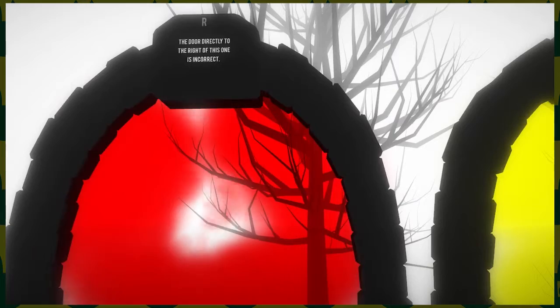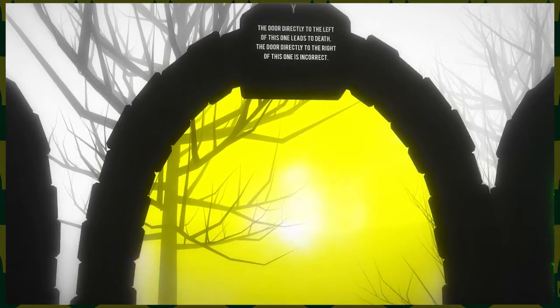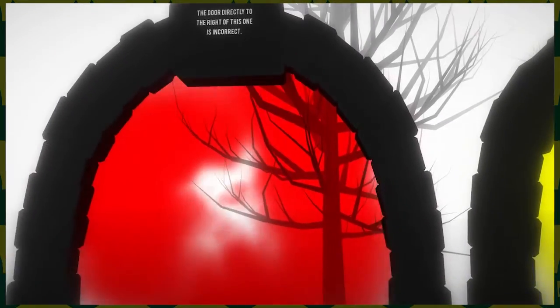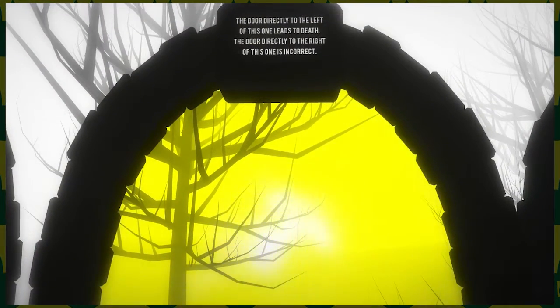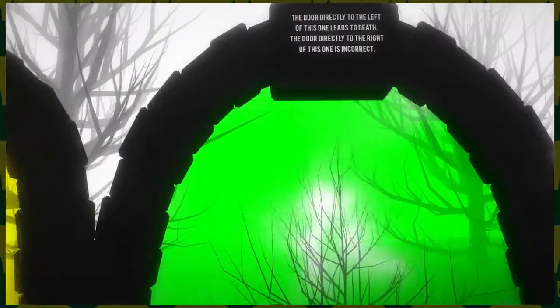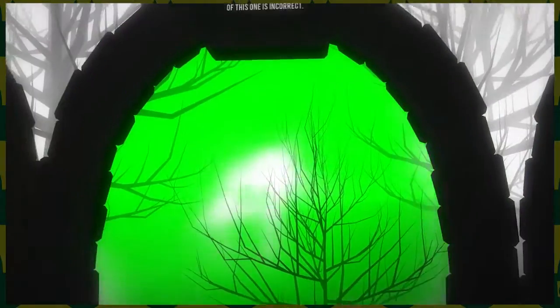So if you're incorrect, I'll make you correct. Okay, so far that works. Door directly, oh wait, no. If you lead to death, that doesn't mean you're incorrect. If you are correct, that means you're incorrect. What do you say? Door directly to the left of this one leads to death. The door directly to the right of this one is incorrect. So you lead to death. Doesn't have anything to do with anything yet. Incorrect. How many doors are correct? Doesn't say.